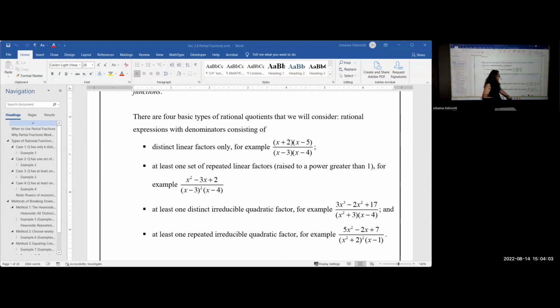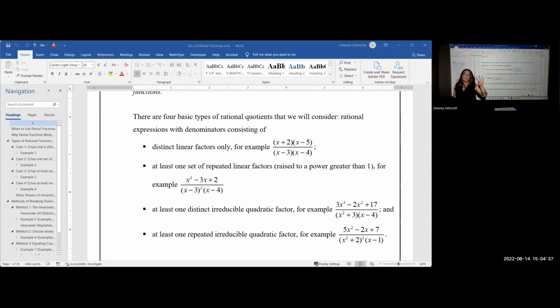And we could, of course, have a combination of an irreducible quadratic with a linear factor. Again, notice I'm only paying attention to the denominator. That's the part that we start with in the method of partial fractions. The fourth type is that we do have this irreducible quadratic factor, but it also repeats. It shows up more than once. So in this case, we've got the irreducible quadratic factor x squared plus 2, which doesn't factor, and it's raised to the second power, which means it repeats.